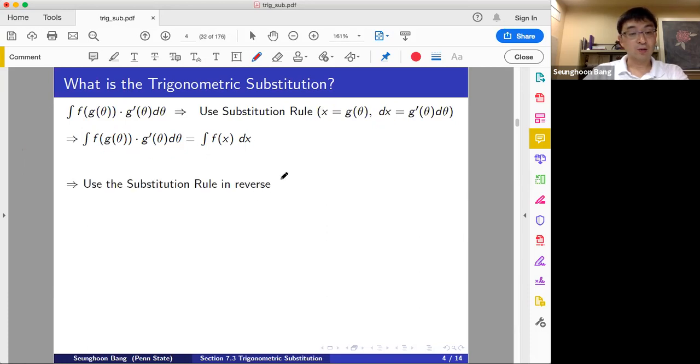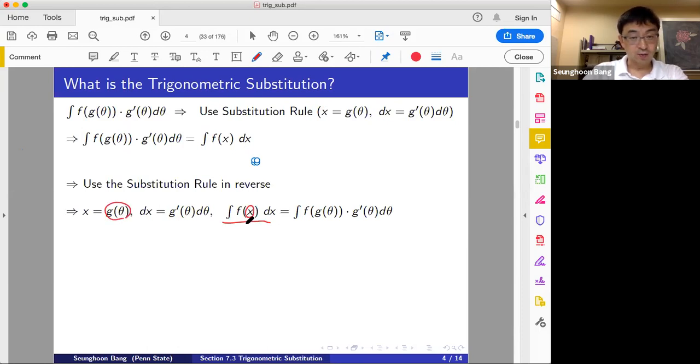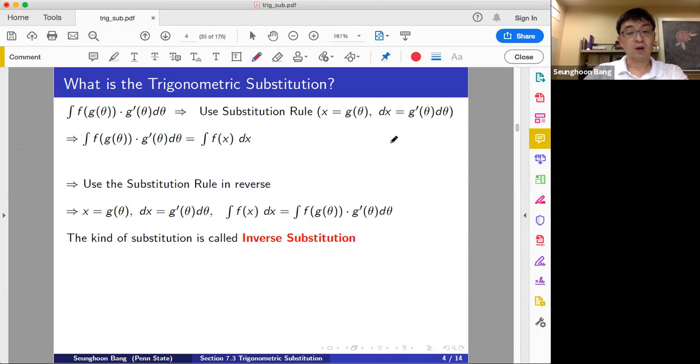So we think about the reverse one. What does the reverse one mean? x equals g of theta, dx equals g prime of theta d theta. How can we change the integral of f of x dx? x is g of theta, you plug in here. And dx is g prime of theta d theta. So we have a name that we call the inverse substitution or the trigonometric substitution.